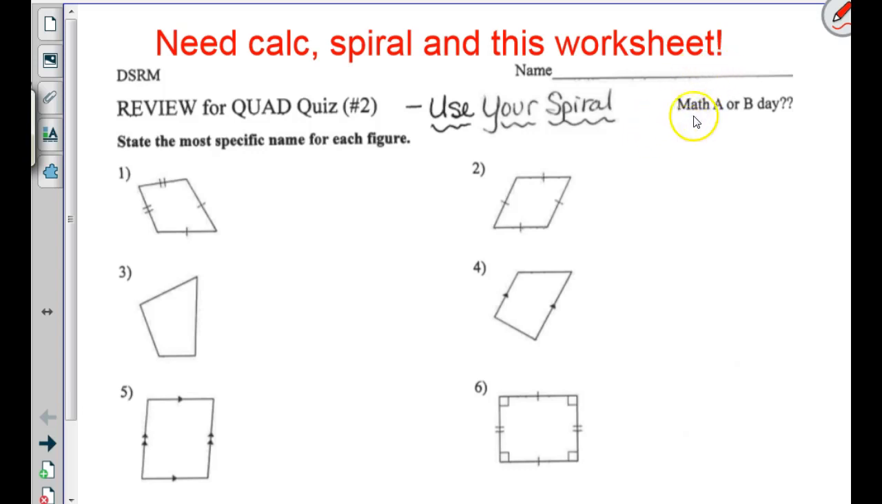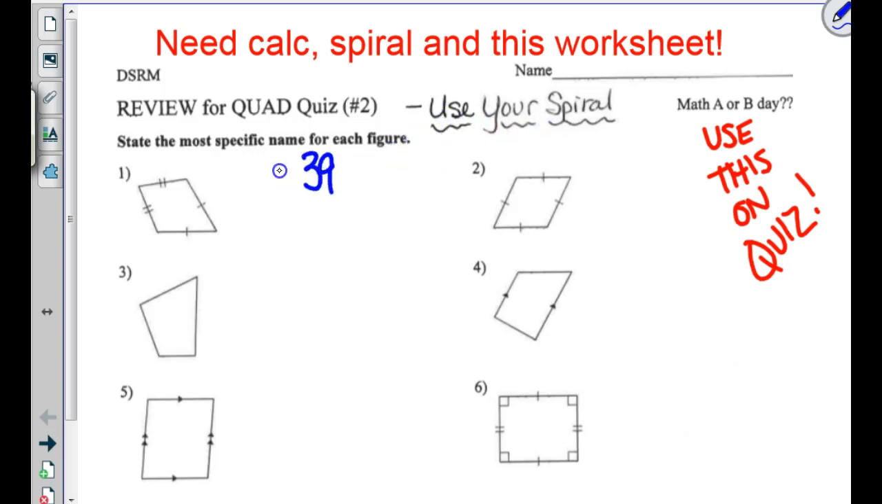You want to use this worksheet while you're taking your quiz. So take the notes, watch carefully. I believe these, if you need the review, are on ISN 39A and 39B, maybe, are the pages you should be using to remind yourself.